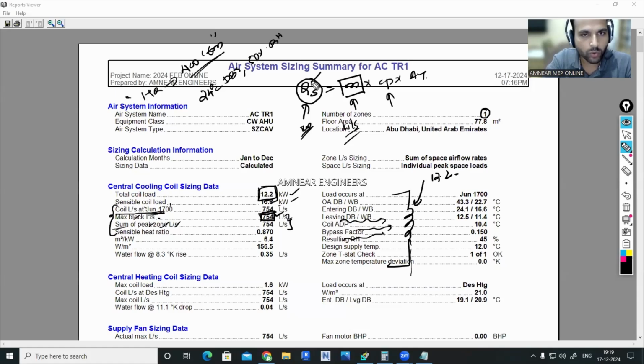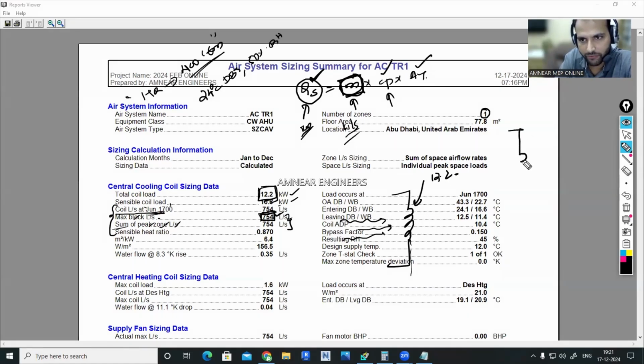Room sensible load will be constant, because it is the amount of heat transferred to the space through wall, floor, window, door, people, light fitting. That is constant. The airflow rate has no role in it, that is separate. Specific heat is also constant. Then why is this value increasing? That's because of delta T. What is this delta T?